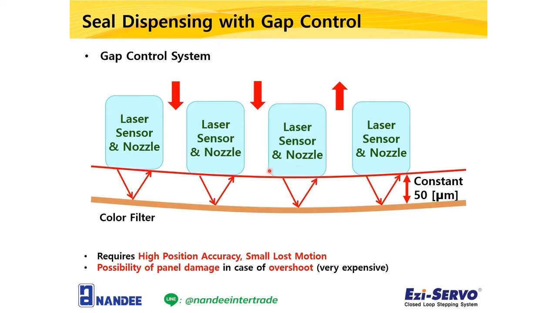In the case of AC Servo, of course, position accuracy and loose motion are good, but the possibility of overshoot is high. So if an overshoot occurs and the motor moves too much, the glue may not be applied evenly. There's even a risk of damaging expensive filters by contacting the nozzle and filters.